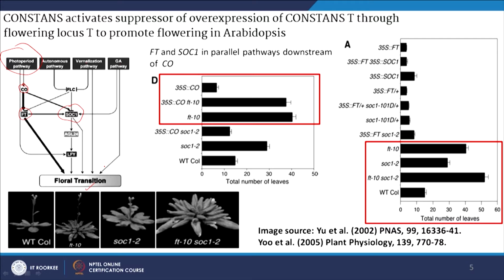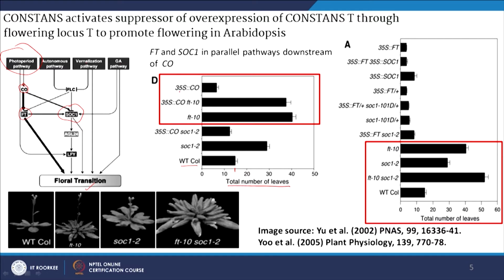How to establish this? If you look at this mutant phenotype, here the total number of leaves is counted when the transition occurs. If you have more leaves, then it is delayed flowering. If you have fewer leaves, then it is early flowering. A typical wild type plant usually makes approximately 15 rosette leaves before it transits from the vegetative phase to the reproductive phase. But these FT mutants make almost 40 leaves before the transition, which means there is a huge delay in flowering.